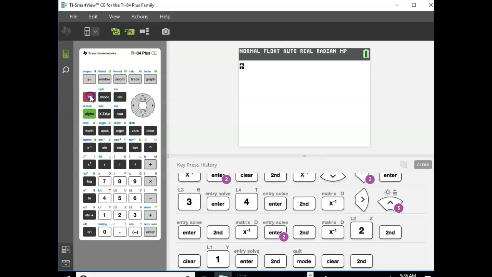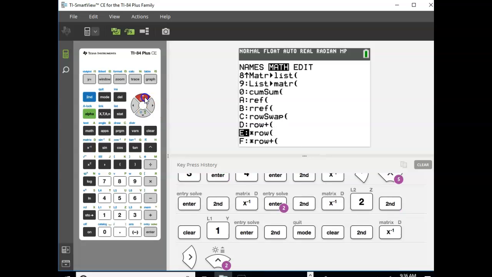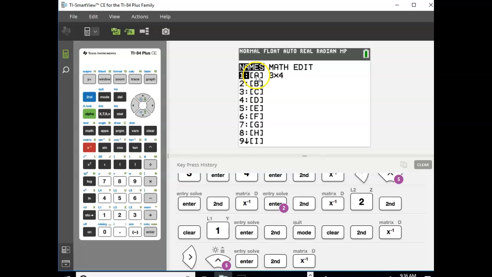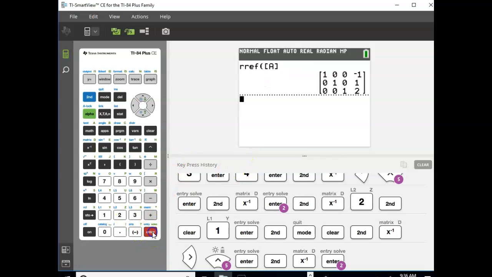Okay, now I'm going to go back to my matrix menu. I'm going to pull up the command to perform RREF and tell it to do it on matrix A. So back to the matrix menu and just choose in the names category matrix A, or wherever you put your matrix. Hit enter, and it produces what's called a row reduced echelon form solutions matrix.